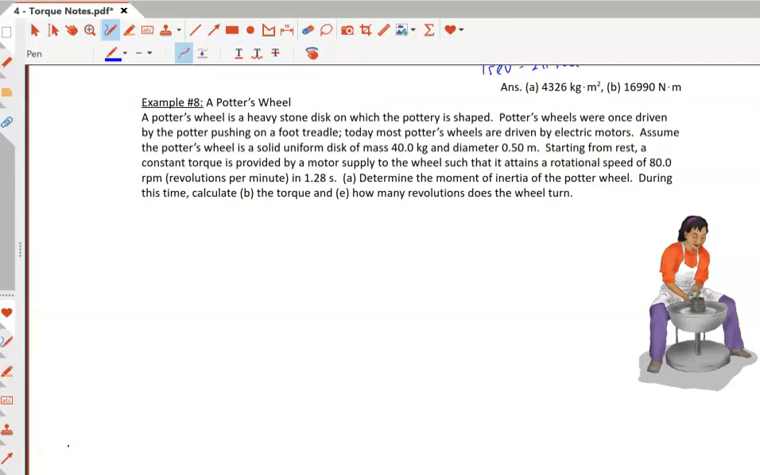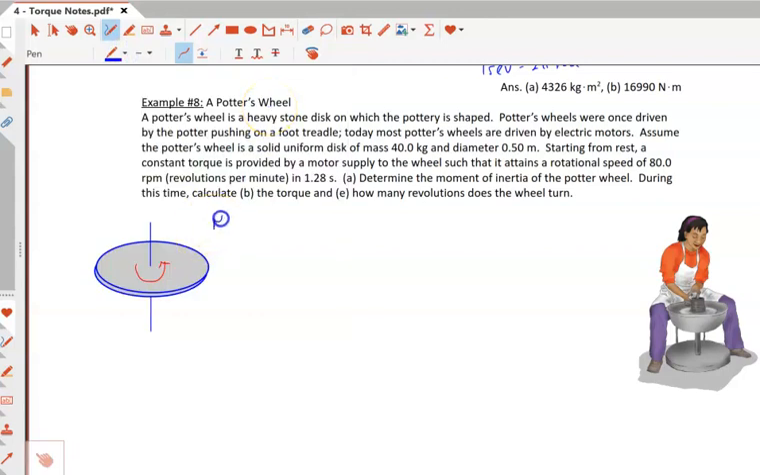All right, example number 8 now. We have a picture of a potter's wheel over here on the side, but essentially what we have is a disc that's rotating. Let me draw you a quick little picture of this. It's basically just a disc that's rotating around, something like this. Let's write down some information that we know.